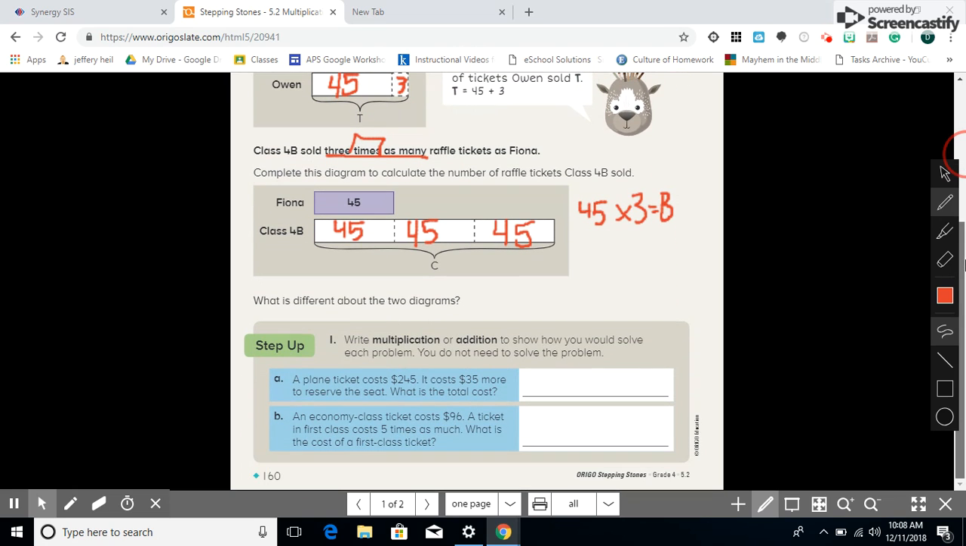tell you to multiply. Step up says, write multiplication or addition to show how you would solve each problem. You do not need to solve the problem. A says, a plane ticket costs $245. It costs $35 more to reserve the seat. What is the total cost? So I'm looking at $35 more. I'm going to say this one is addition.